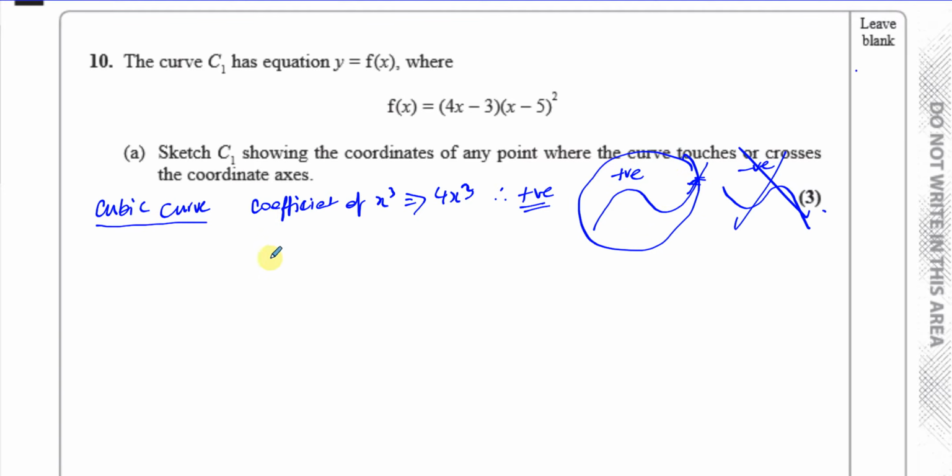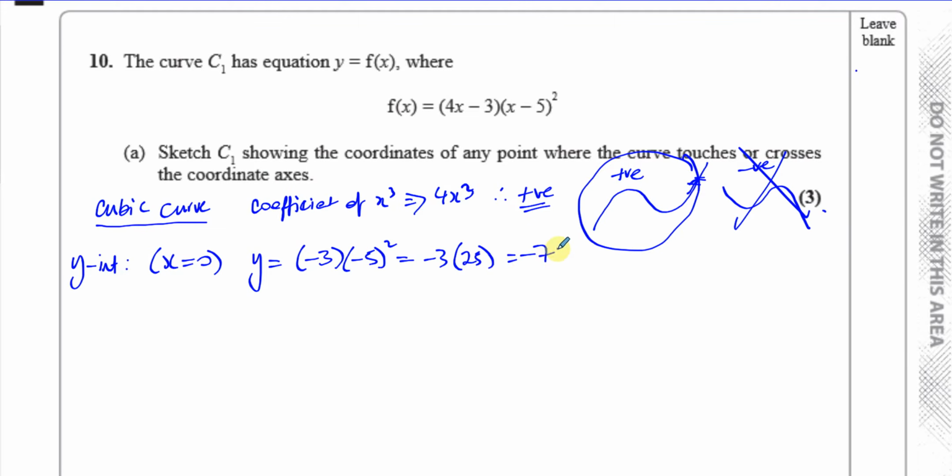Secondly, we need to find the intercepts. So let's start with the y-intercept. The y-intercept is when x equals 0. When x equals 0, you have y equals 4 times 0, which is 0, minus 3, that's minus 3, times 0 minus 5, which is minus 5, and that's going to be squared. Now don't forget that you have to square before you multiply. So it's minus 3 times minus 5 squared, which is 25. So it's actually negative 75. So it's going to cross the y-axis at 0 and negative 75.